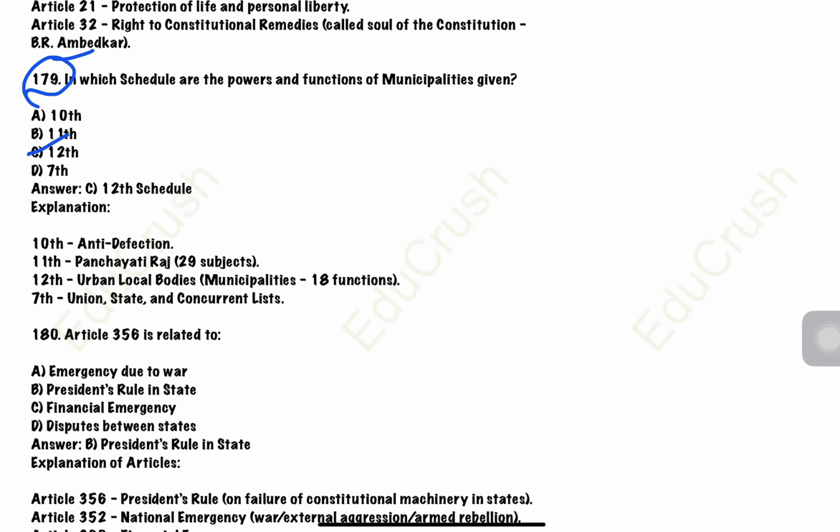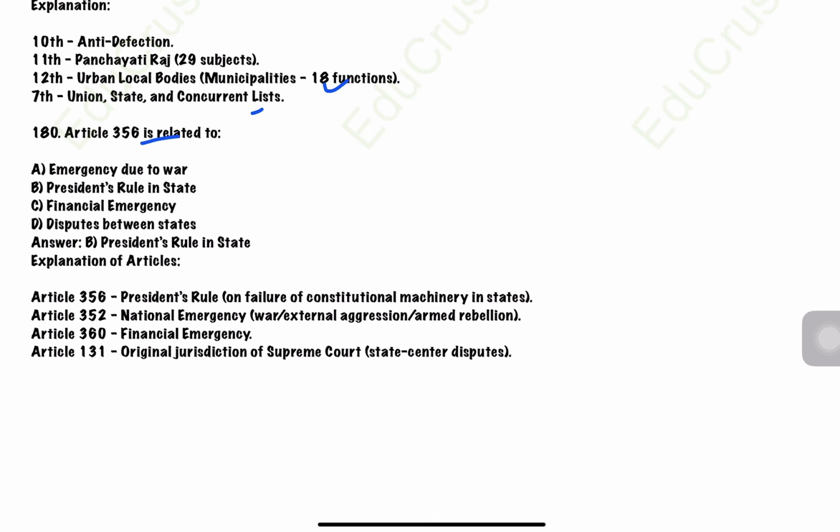So 10th schedule, anti-defection. 11th schedule, Panchayati Raj, 29 subjects. Next, 12th schedule, urban local bodies, municipalities, 18 functions. Next, 7th schedule, union, state and concurrent lists. Article 356 is related to president's rule in state. So Article 356, president's rule on failure of constitutional machinery in the states.